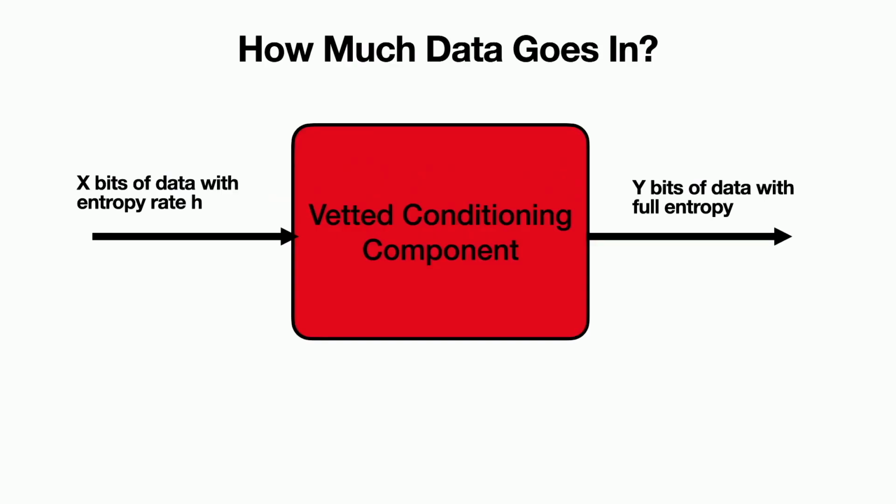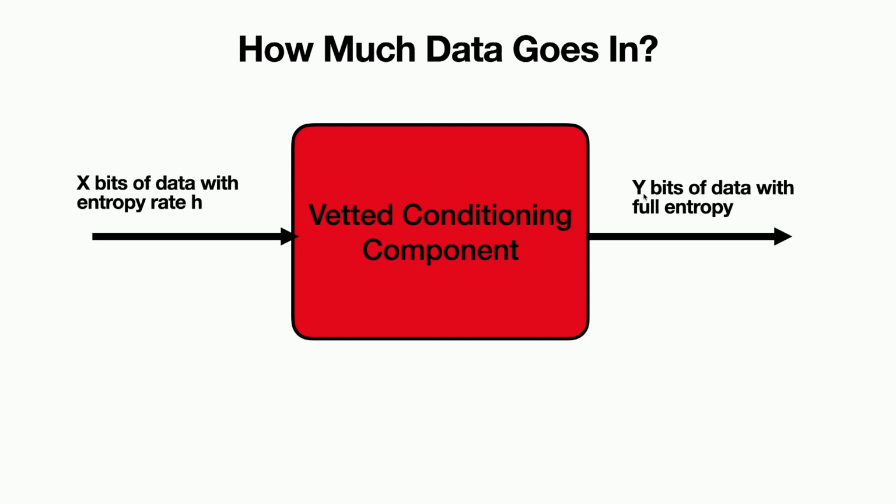And we'll see a little more about why it will be sufficient. So we'll look here at how much data we put into our vetted conditioning component. We've got our extractor here in the middle, and we're going to take noise source bits and put them in, and they've got some entropy rate. The entropy rate is the entropy per bit, and there are X bits. So there's a total amount of entropy, and it's less than the number of bits. It's contained within those bits, and we put it in. And what we get out is a smaller number of full entropy bits.